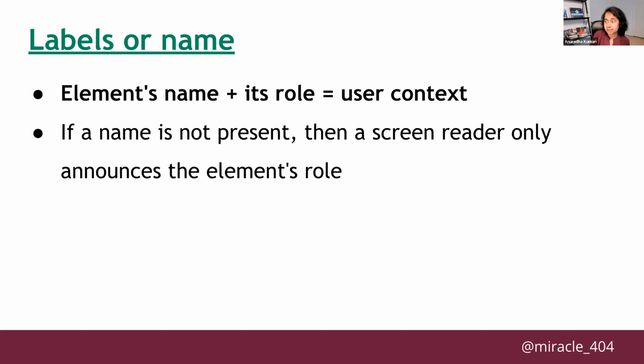If the name is not present, then only the role will be announced, like a button, link, and so on. So without a name, we don't know what the intention is. We won't be aware of the context and we don't know what to do. Again, it's not operable and understandable, so it fails. So what are the different things which we need to think about naming? Yeah, we should be naming these.